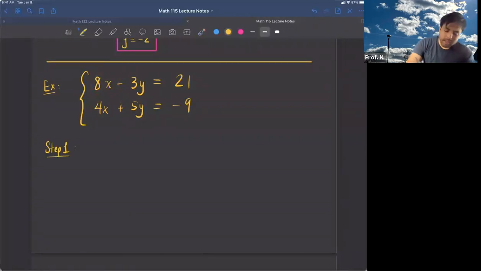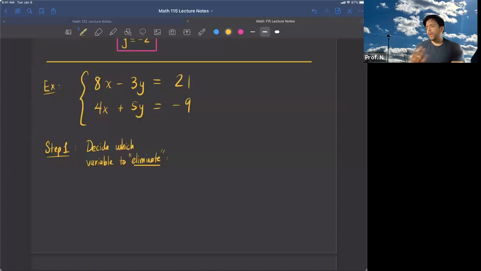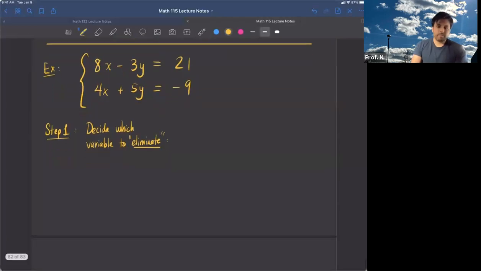The first step is decide which variable to eliminate. If you don't know, you can literally flip a coin and say, I want x or I want y. At the end of the day, it does not matter. But you have to make the decision first. So anybody out there, what would you want to eliminate? The x or the y first? The x. Okay, so I made the decision. I want to eliminate x.